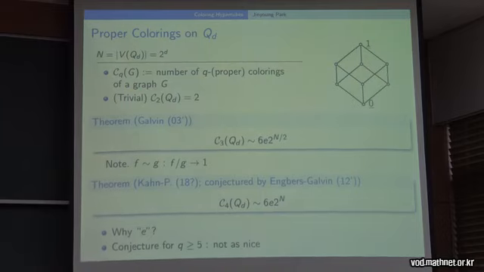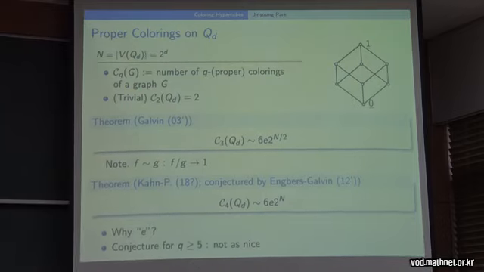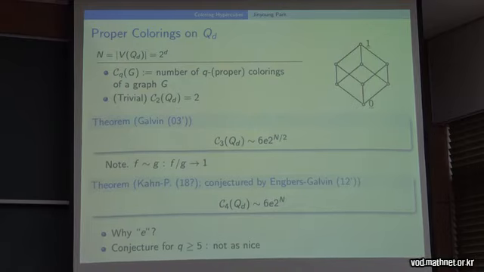We were interested in proper colorings on Q_d. Let's start with this question: what's the chromatic number of Q_d? 2, because it's bipartite. Trivially, the chromatic number of Q_d is 2. So it's not an interesting question.